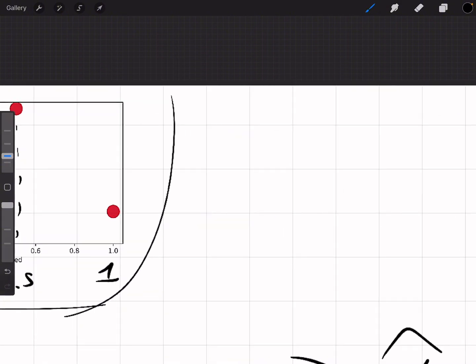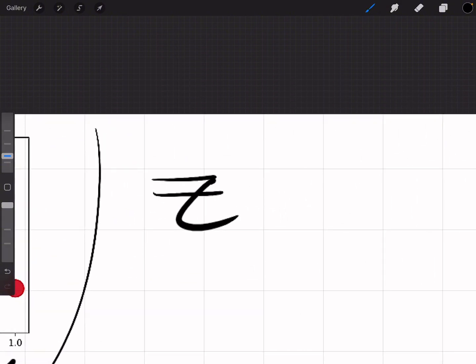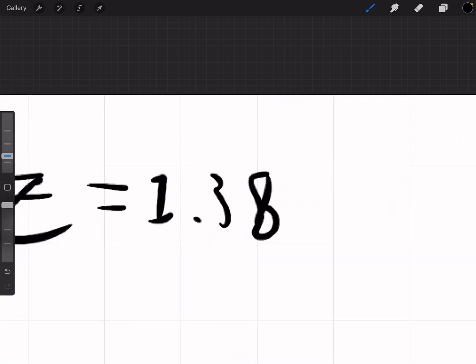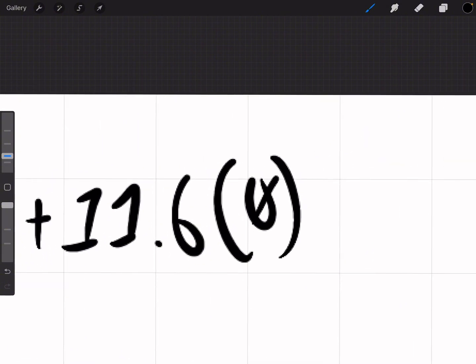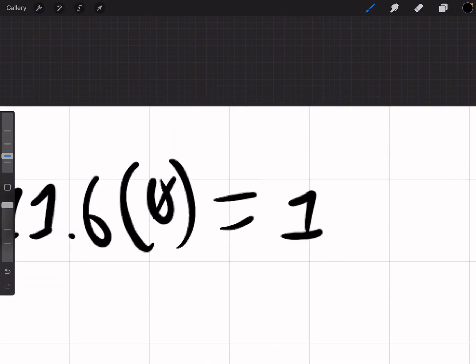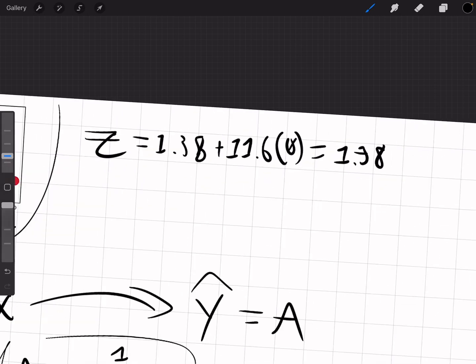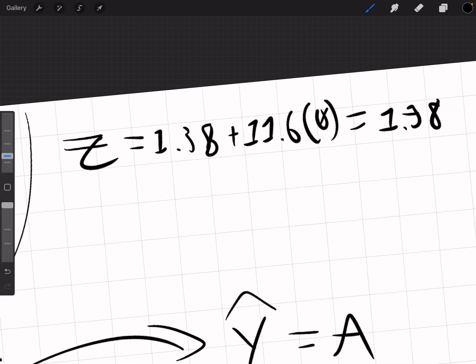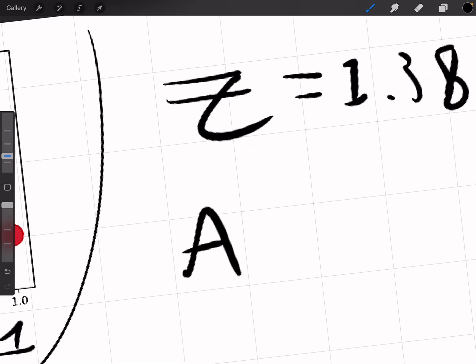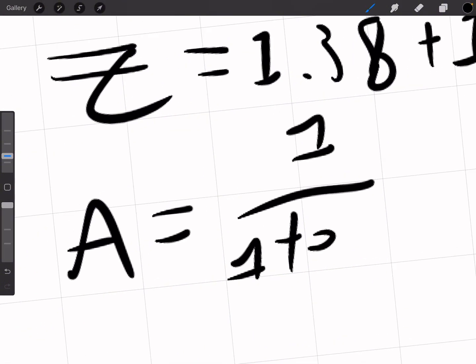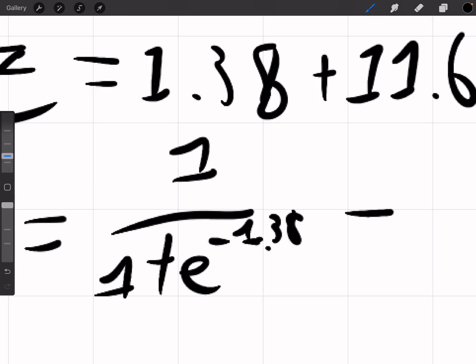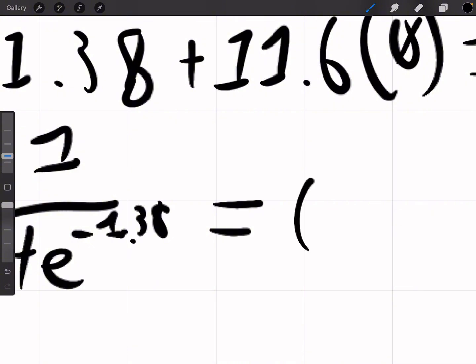So for 0, for example, we have our z here equal to 1.38 plus 11.6 times 0. I wonder what that's going to give us. And then it gives us 1.38, okay? And et cetera, et cetera. So, again, after you find this, then you plug it into your a, 1 over 1 plus e to the power of negative 1.38, which gives us 0.8.